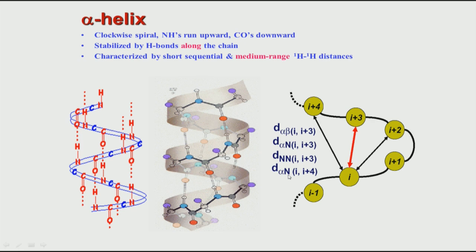N is for the amide proton. So, between the alpha proton of I and the amide proton of I plus 4, the distance is less than 5 angstrom. And how do you know it is less than 5? By simply looking at the NOESY spectrum, you should be able to see a chemical shift correlation between the alpha proton of I and the amide proton of I plus 4. Such a correlation immediately tells you that these two atoms are within 5 or 6 angstroms, and if so, they belong to an alpha helix, because only in an alpha helix will the residues come and take a turn, and they give you information on the secondary structure.